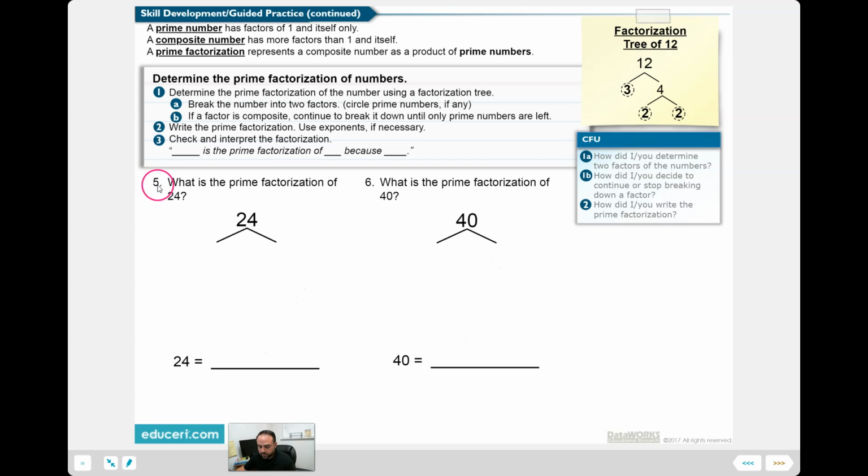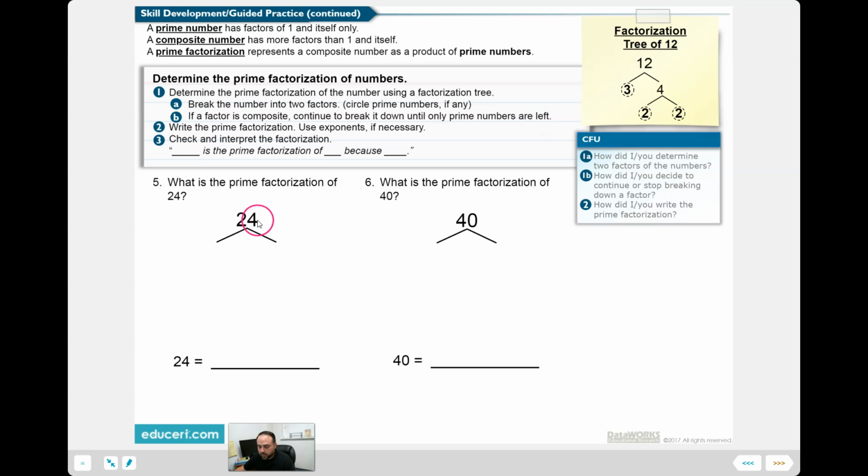Practice problem number 5. Ready, read. What is the prime factorization of 24? Let's read step 1. Ready, read. Determine the prime factorization of the number using a factorization tree. Here's the number 24 and the first 2 branches of our factorization tree. Step 1a. Ready, read. Break the number into factors. Circle prime numbers if any. And step 1b. Ready, read. If a factor is composite, continue to break it down until only prime numbers are left.